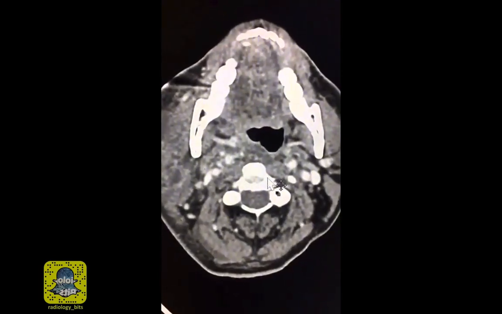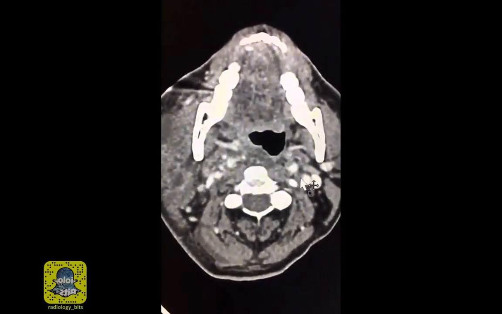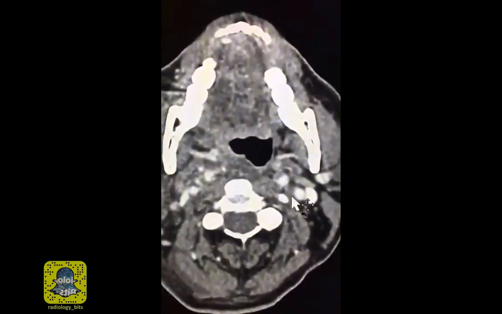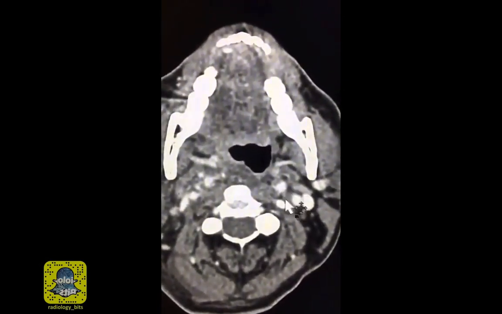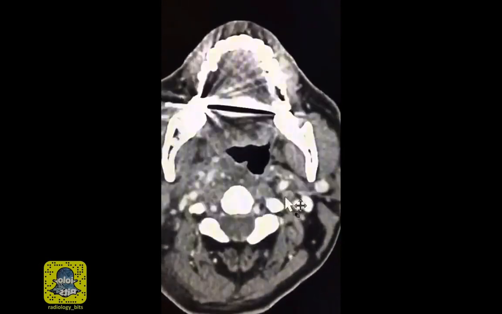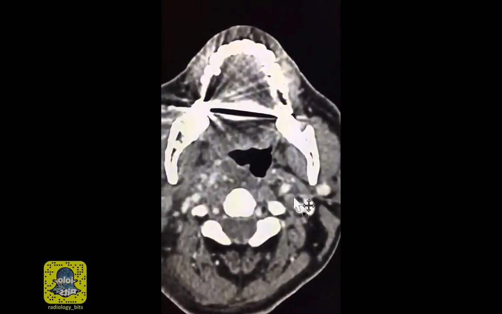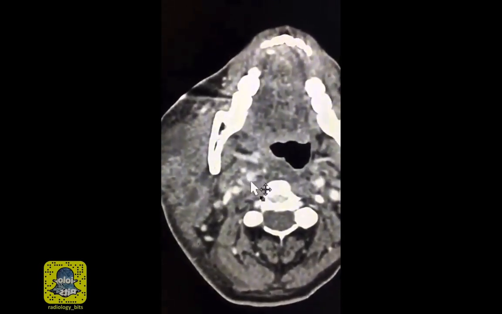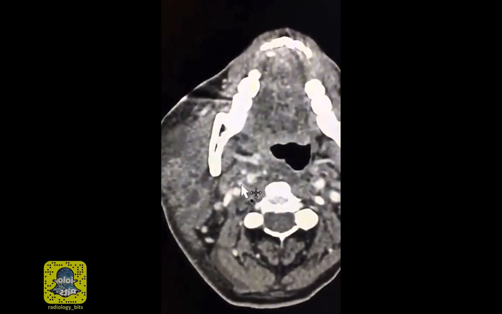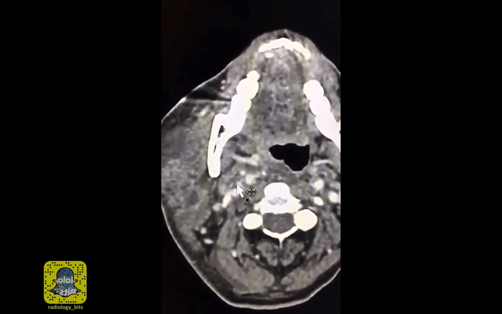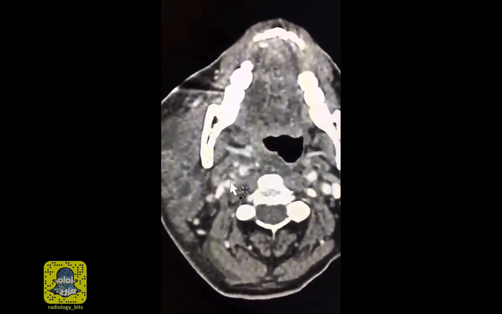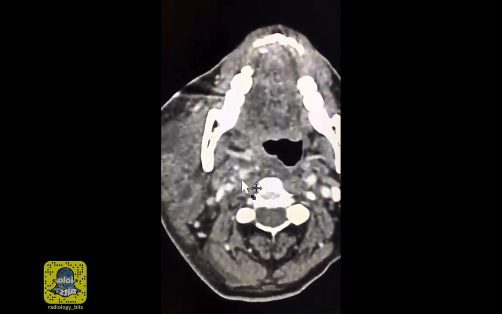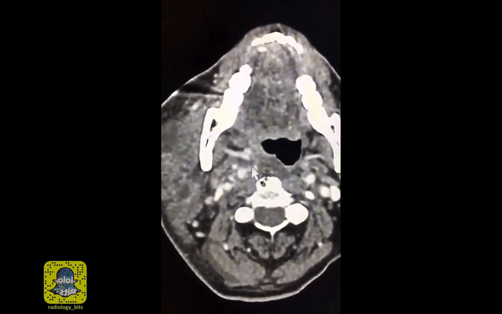Now to a subtle but very important finding. Let's look at the normal bifurcation of the carotids here. If you look at the space between the internal and external carotid arteries, you'll notice that it has clean fat, apart from this normal small lymph node. Now let's compare that to the space on the right side. So the carotid bifurcation space here is full and stranded. And this appearance suggests that the inflammatory process is extending in between the space, connecting what we see internally to that externally.